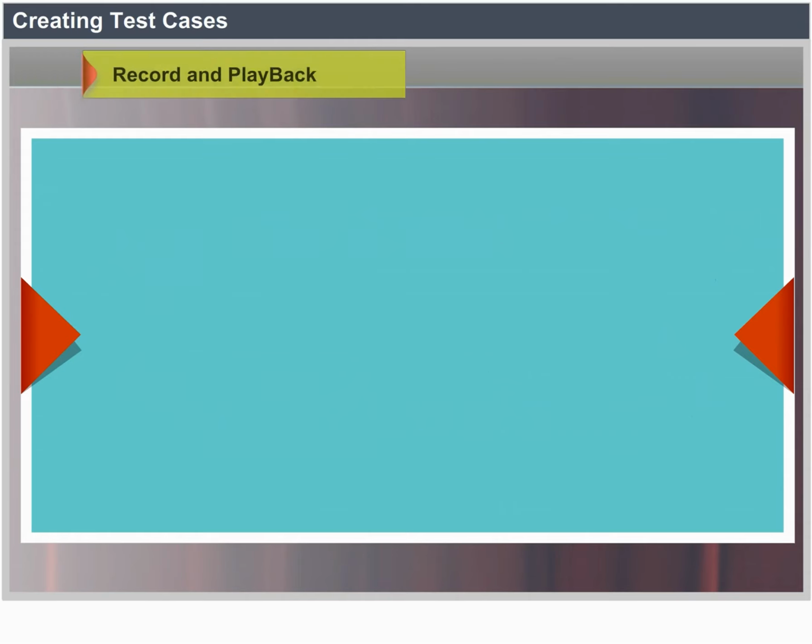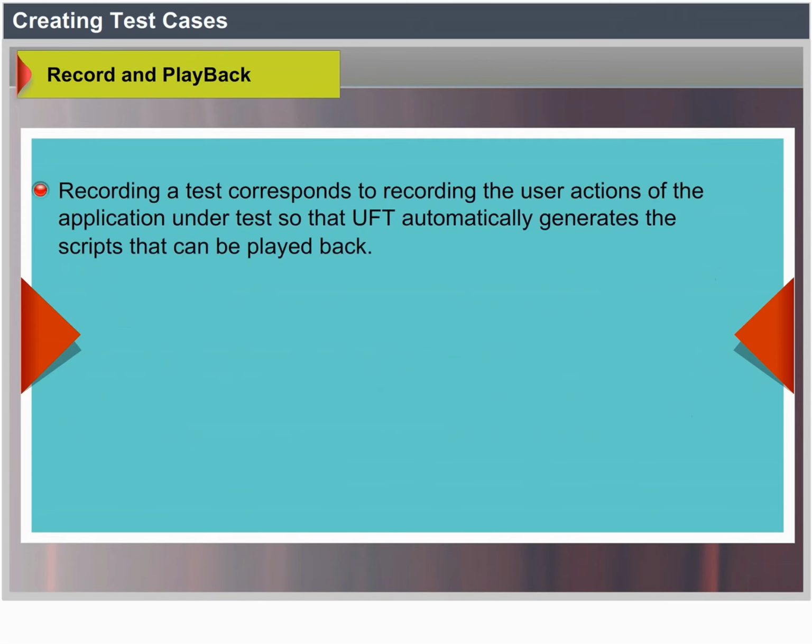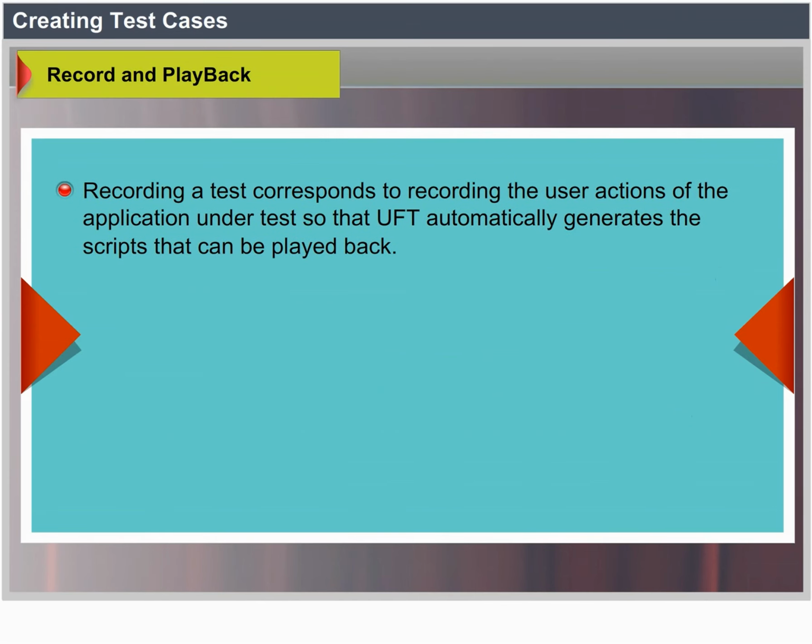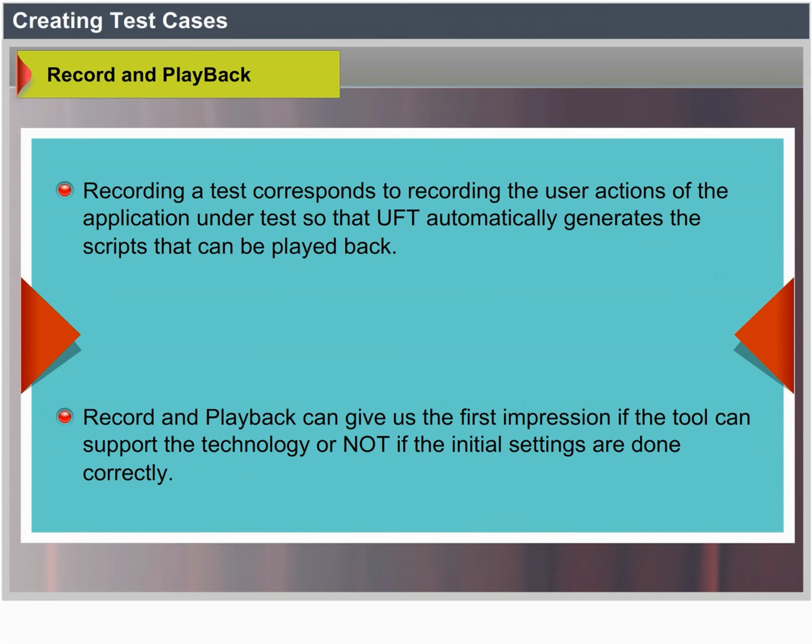Record and playback. Recording a test corresponds to recording the user actions on the application under test so that UFT automatically generates the scripts that can be played back. Record and playback can give us the first impression of whether the tool can support the technology or not, and if the initial settings are done correctly.